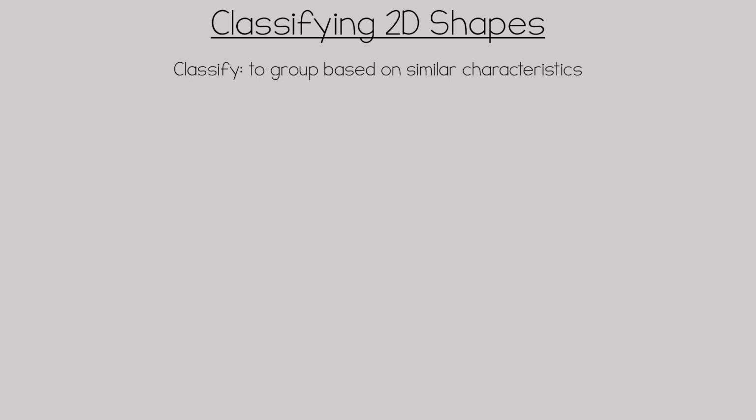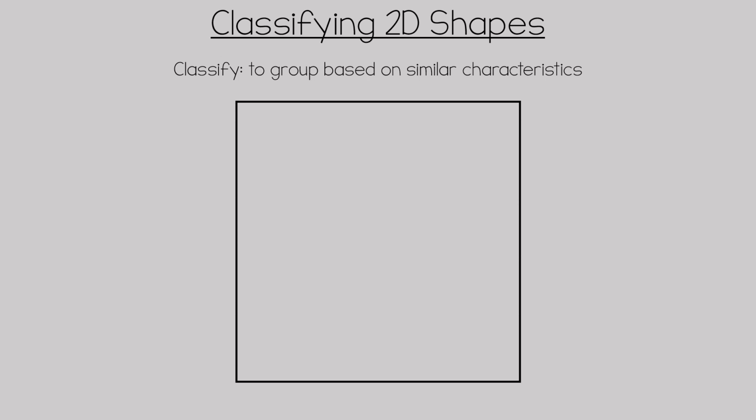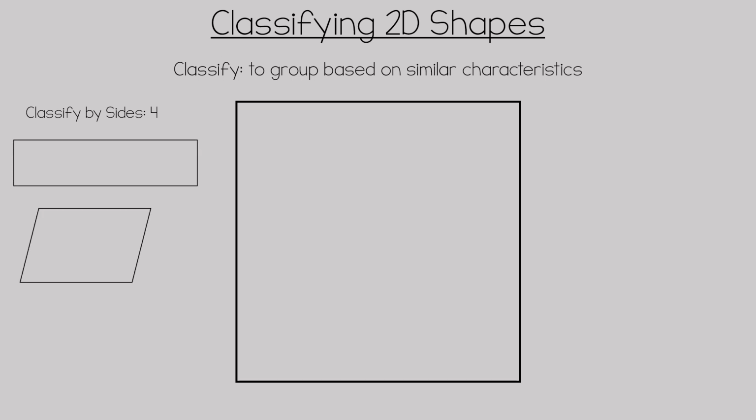When we classify shapes, we look at the characteristics of the shape and compare them to characteristics of other shapes. Let's use a square as an example. If we're looking at this square, we see that it has 1, 2, 3, 4 sides. And if we're looking to classify by shapes that have 4 sides, a square would be included as well as a rectangle, a parallelogram, and a trapezoid.